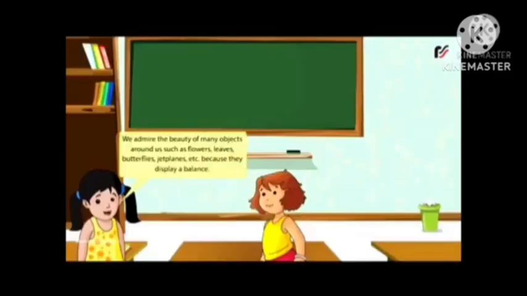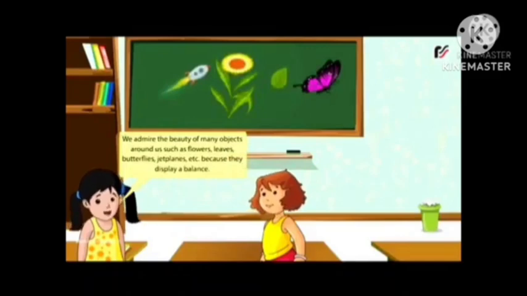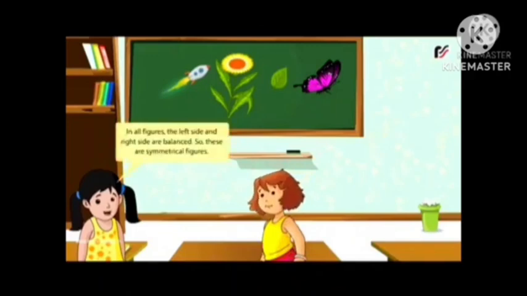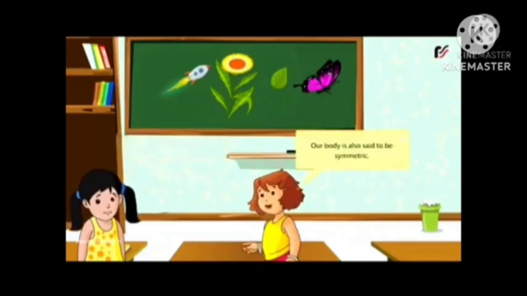Symmetry. We admire the beauty of many objects around us, such as flowers, leaves, butterflies, jet planes, etc., because they display a balance. This balance is called symmetry in the arrangement of their parts. In all figures, the left side and right side are balanced. So, these are symmetrical figures. Our body is also said to be symmetric.